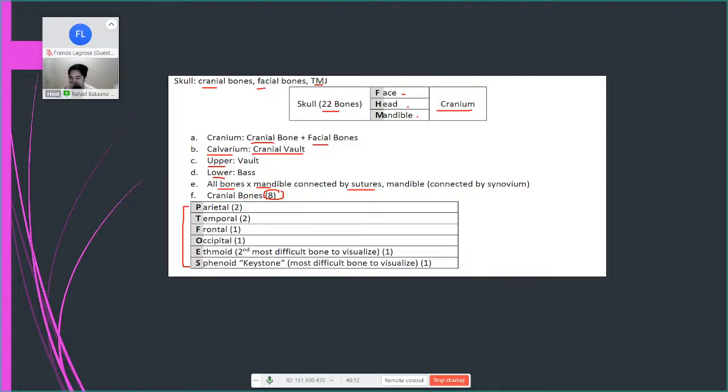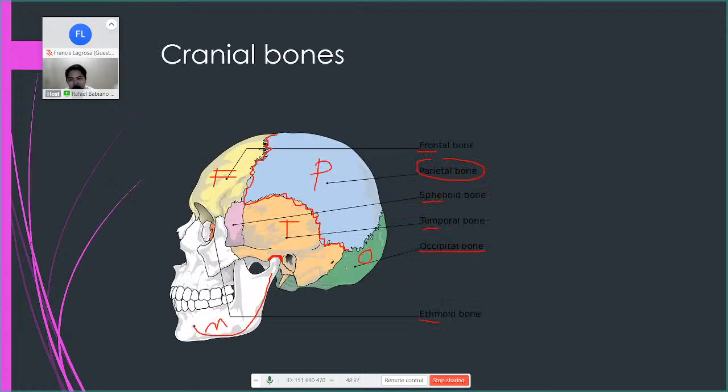PT-FOS. Okay. Two parietal, two temporal, and the rest just one each. One frontal, one occipital, one ethmoid, and one sphenoid. Okay. By the way, some trivia: ethmoid and sphenoid. Ethmoid is the second most difficult to visualize. The sphenoid is the most difficult bone to visualize, meaning hard to imagine and really understand how it looks.